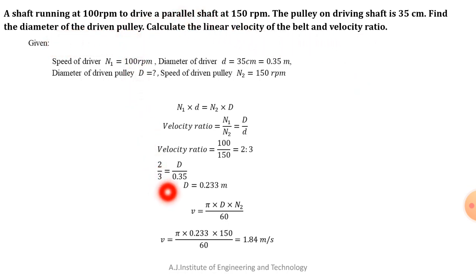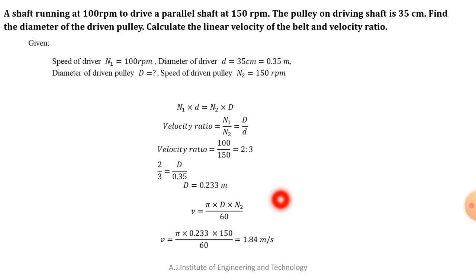So that is again same, 2 by 3 is equal to velocity ratio is equal to d by D. So D is nothing but, you will get 0.233 meter. Because we already converted centimeter to meter, you will get 0.233 meter. So now we have to find out what is the linear velocity of the belt.